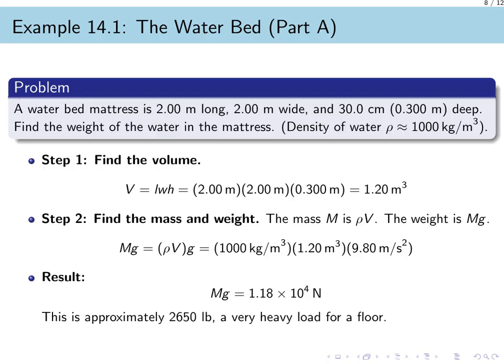Finally, to find the weight, we multiply this mass by g, the acceleration due to gravity. Using 9.80 meters per second squared for g, we arrive at the final result. The weight of the water is 1.18 times 10 to the power of 4 newtons. This is a very large force, roughly 2,650 pounds, and demonstrates how a simple density calculation can have important real-world implications.